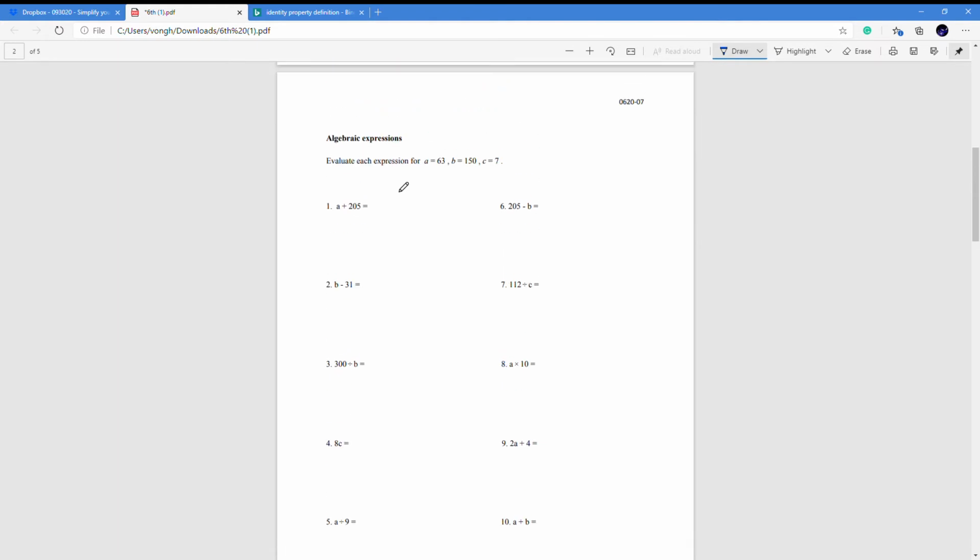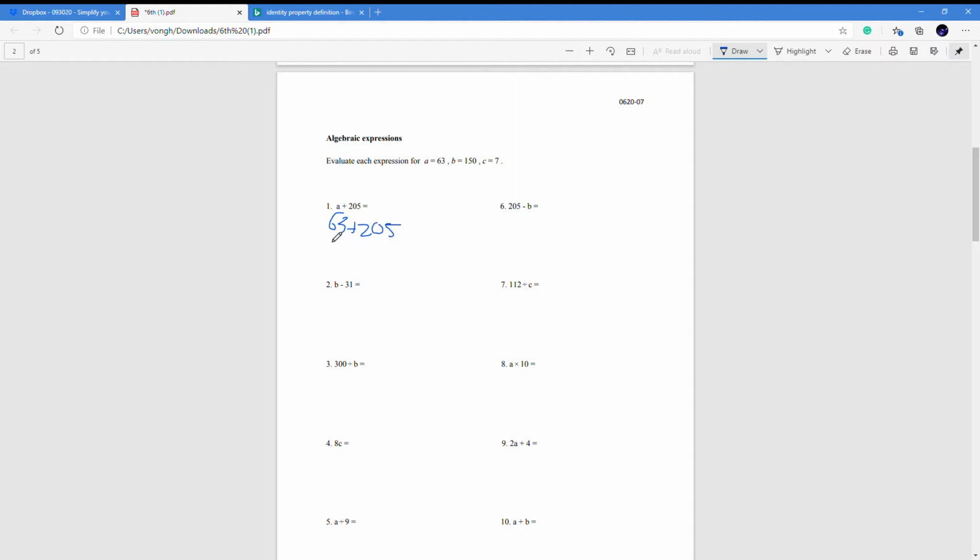Okay, so now for algebraic expressions. We're given values for each variable. So for number 1, it's a plus 205. And here it says a equals 63. So it's just 63 plus 205.